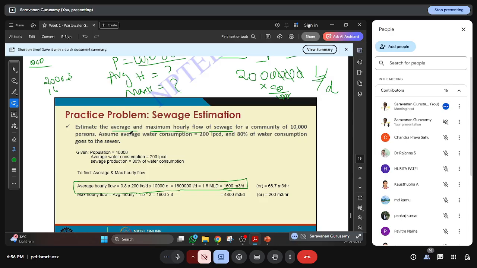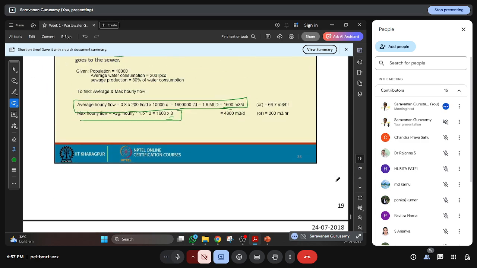Because they are asking average water consumption, we can get the average hourly flow. If you know the maximum hourly flow, what is the formula? Average hourly flow into 1.5 into 2, that is 3. That is our average maximum hourly flow. You got it? Because we have the formula, right? That is the formula.